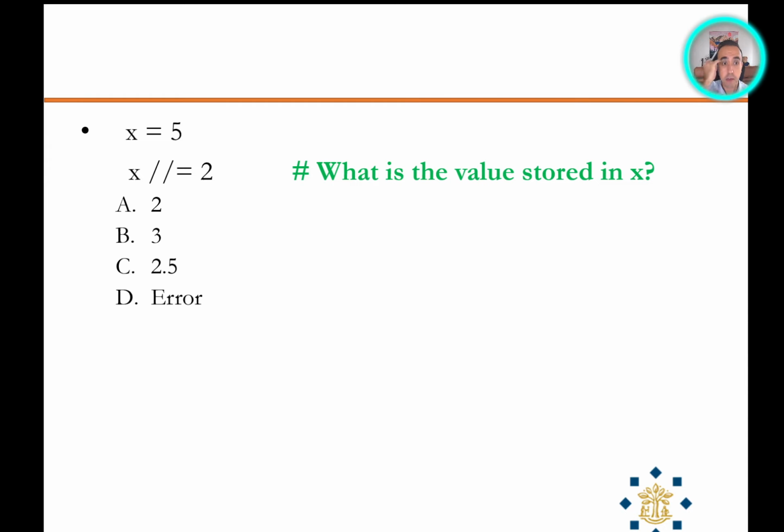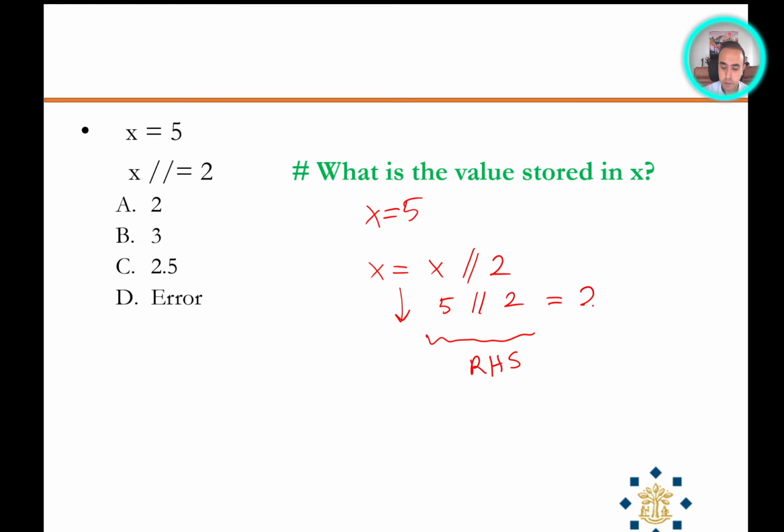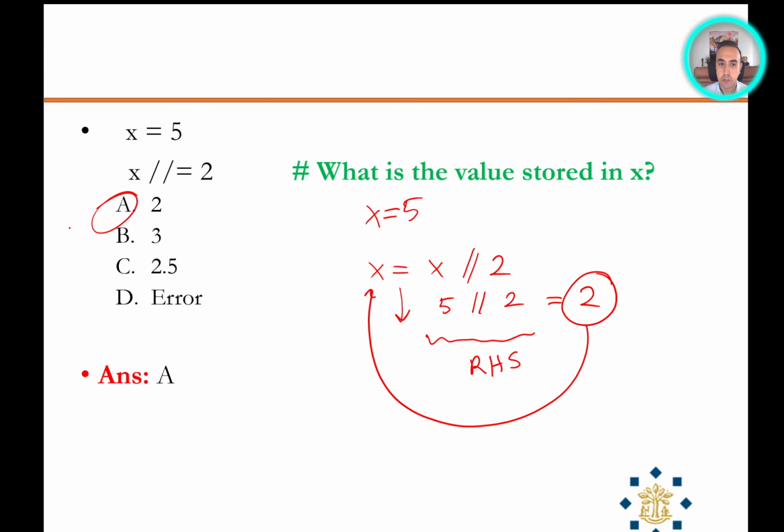So we have 5, and then I'll just do the rest. So x equals 5, and then you have x equals x integer division 2, right? So again, an equal sign. Look at the right hand side first. So we have 5 integer division 2, that is 2, not 2.5, and then that goes to the left hand side, okay? So the answer is 2.